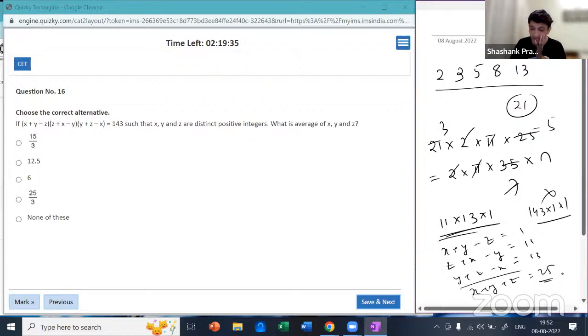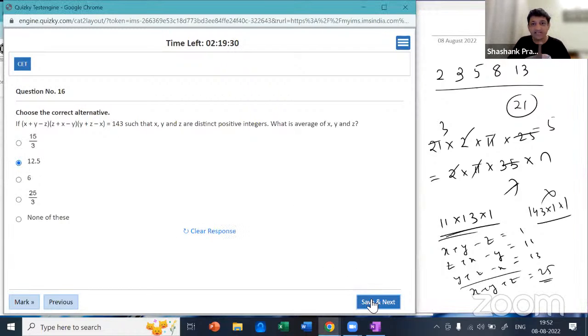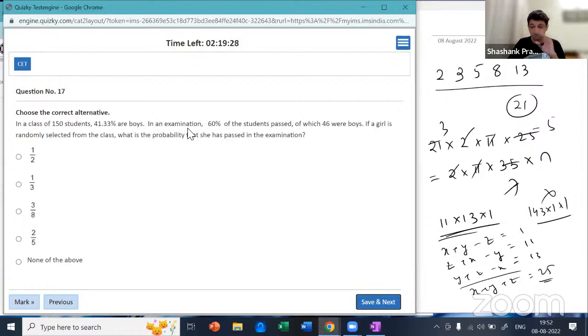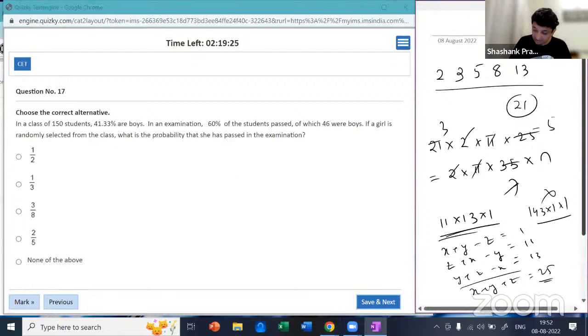So average will be 25 by 2, 12.5. I think that should be the answer. So yeah, x, y, z, you need not calculate standalone, by the way. That might help. Okay. So I will have to go to the next one.